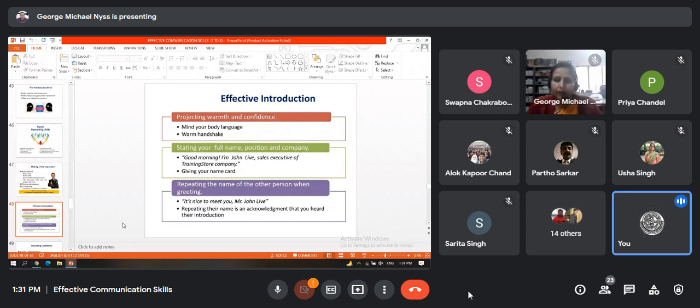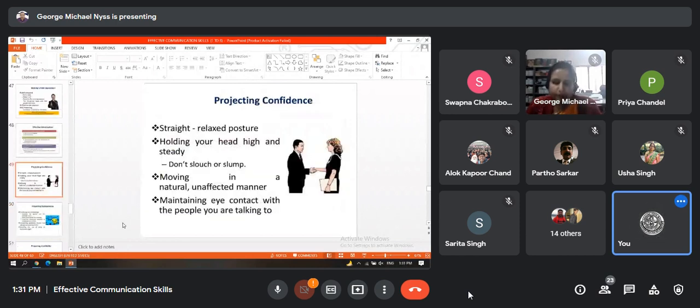The next part is projecting confidence. Be straight in a relaxed posture, holding your head high and steady. Don't slouch or slump. Move in an unaffected and natural manner. Maintain eye contact with the people you are talking to.